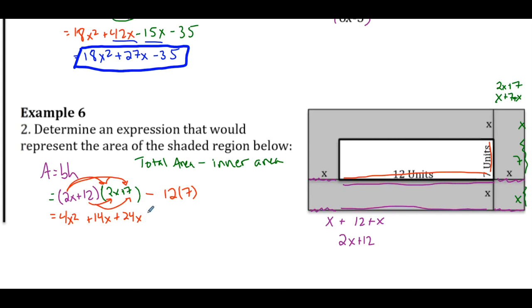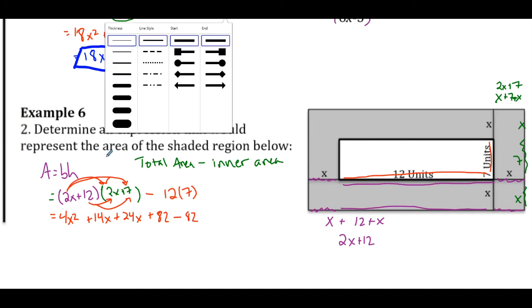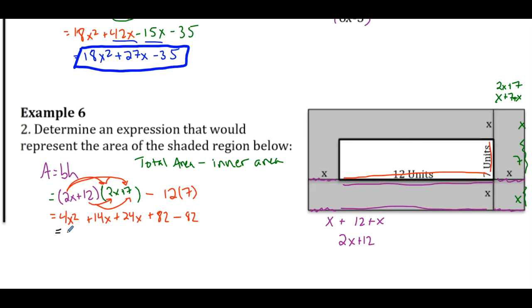I don't know, 82, right? Yes, 82. Oh, I hope that's right. All right. And then when I subtract here, my multiplication of the polynomials is done. Now 12 times 7 is 82, so I've got minus 82. And now I'm ready to combine like terms. When I combine the like terms, there's only the 1x squared term, so that's still going to be there. I've got 14x plus 24x. When I add those together, I get 38x. Those are like terms. And then I've got positive 82 and negative 82. Two constants that when added together give me 0.